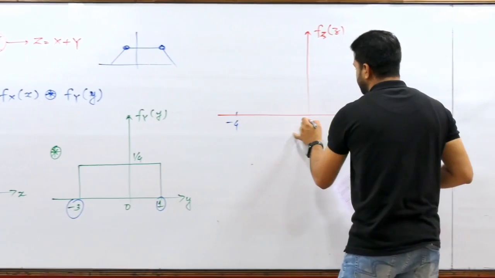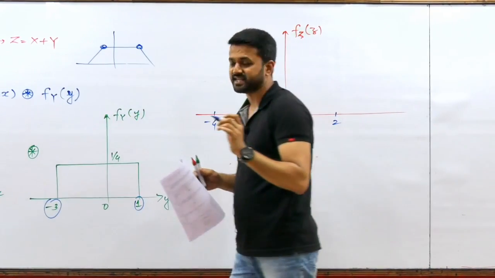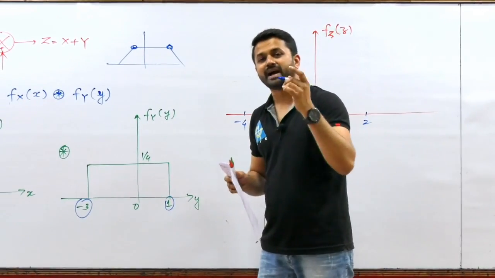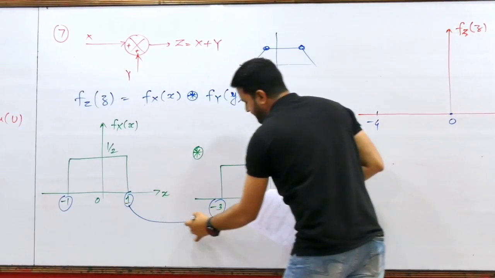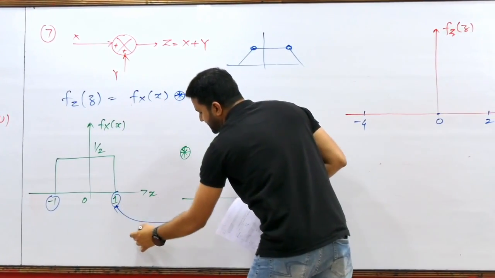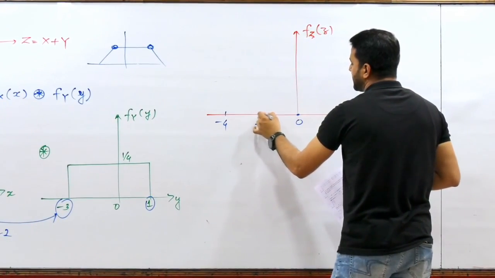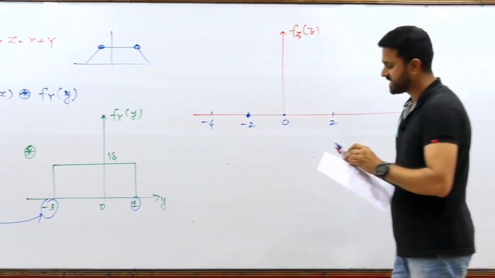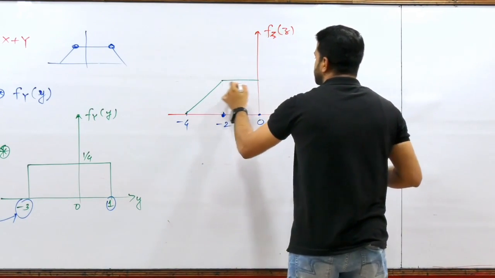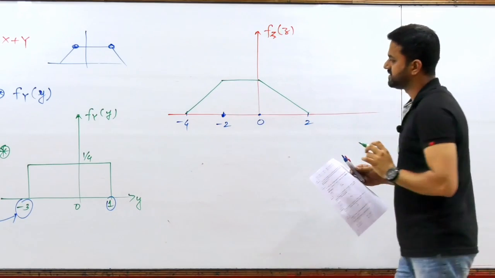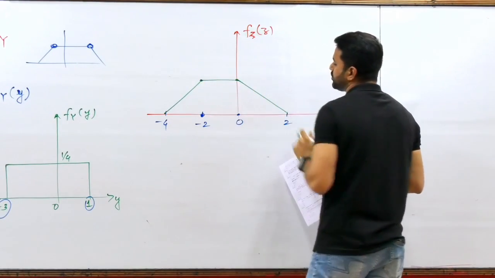that is 0, which is one point where the slope changes. For the other point, you have to take the maximum value of the first and the minimum value of the second. The maximum value of the first is 1 and the minimum value of the second is -3. If I add these two, I get -2. So -2 will lie somewhere here. These are the two points where the slope will be changing. If I draw the trapezoid, it will look like this: -4, -2, 0 and 2.